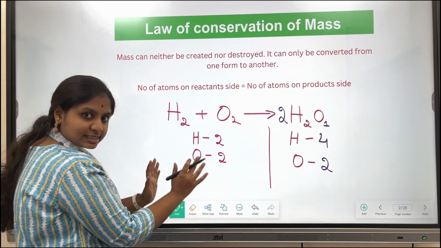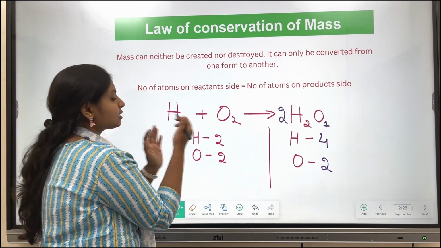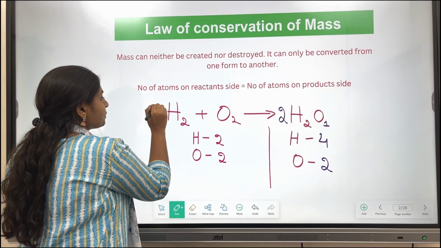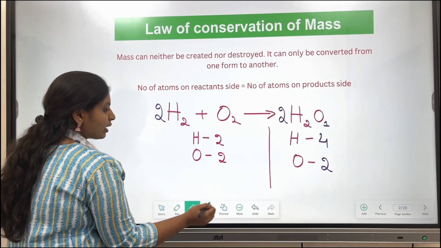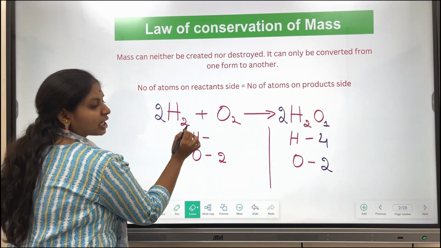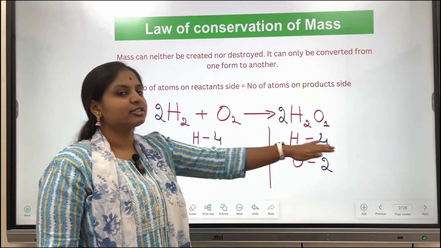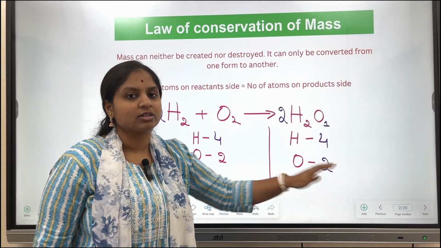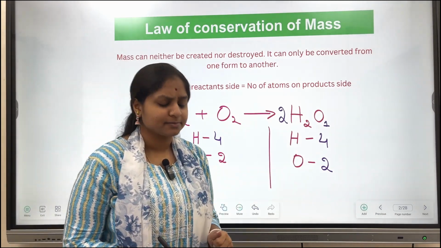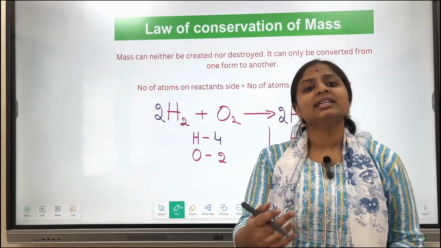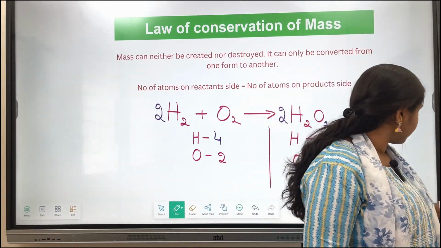So we'll come to the lesser side again and increase it. To increase it, we will multiply. So I'm multiplying with 2. When I multiply it with 2, 2 times 2, I will get 4 hydrogen atoms. So 4 hydrogen, 2 oxygen, 2 oxygen. The number of atoms is balanced. In a very similar manner, let's take another example.